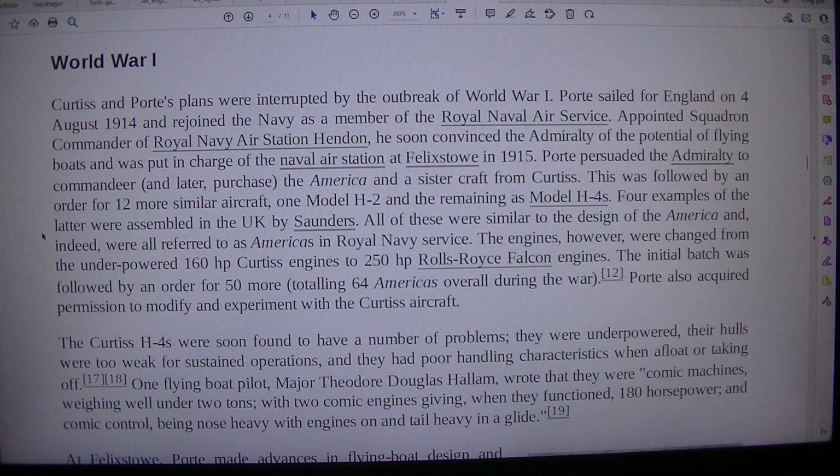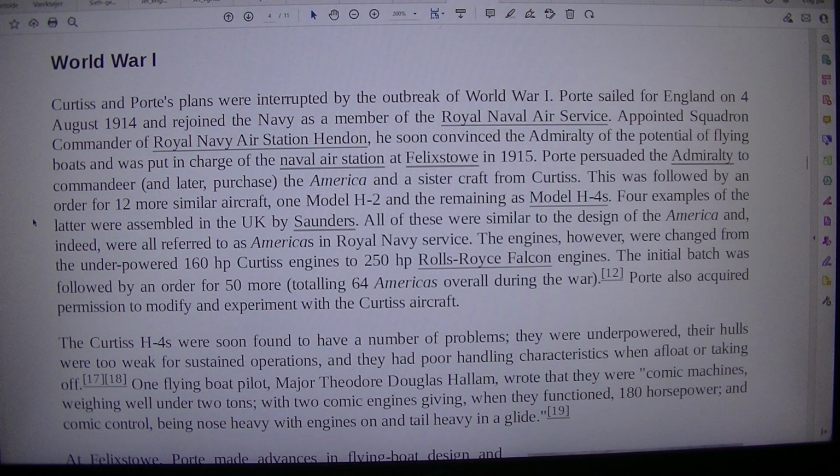The engines, however, were changed from Thunder-powered 160 HP Curtiss engines to 250 HP Rolls-Royce Vulcan engines. The initial batch was followed by an order for 50 more, totaling 64 Americas overall during the war. Porte also acquired permission to modify and experiment with the Curtiss aircraft.